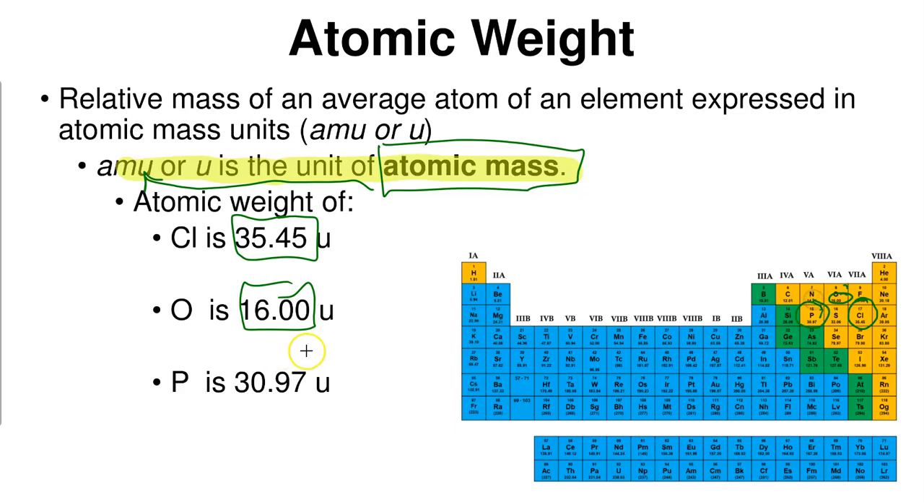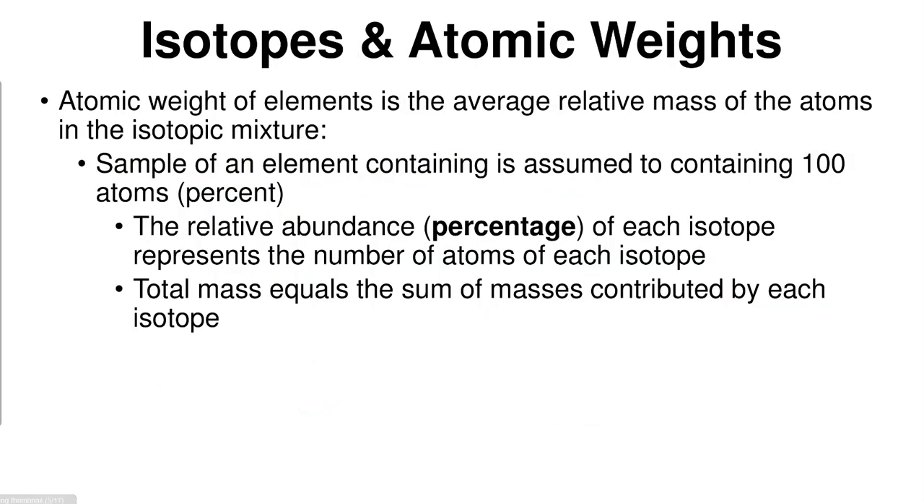30.97 U or AMU. So these numbers, you're not expected to memorize them, because in most of your exams, you're going to have the periodic table by your side to look up the atomic weight of the individual element. And of course, like I said, in the periodic table, the units are not put there, but you know that these units are actually measured in atomic mass unit, U or AMU. So let's now begin to talk about the different isotopes and atomic weight.